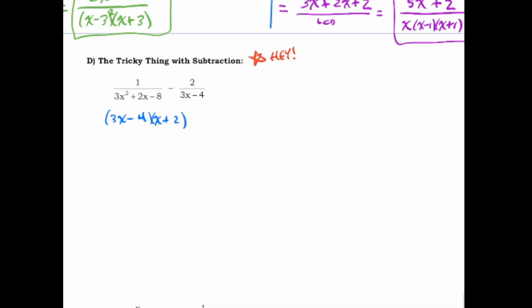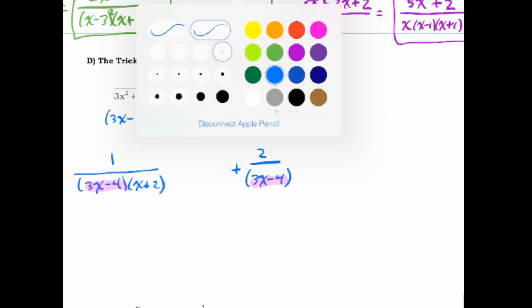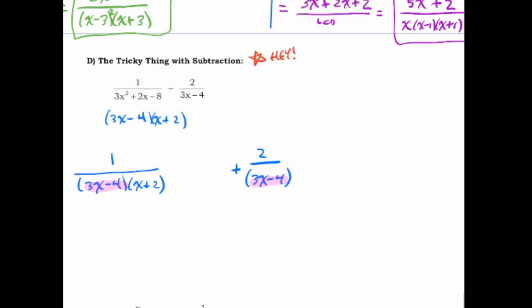So cool. Let me maybe just write it out as a nice little fraction here. 3x minus 4 times x plus 2. Leave the space in case you have to do something. Over here, I'm going to write the 3x minus 4 in parentheses so it looks exactly like this one does. So notice I have this, I have this. That part's the same already. What I don't have is an x plus 2 on this one. So I have to do the old x plus 2, x plus 2.